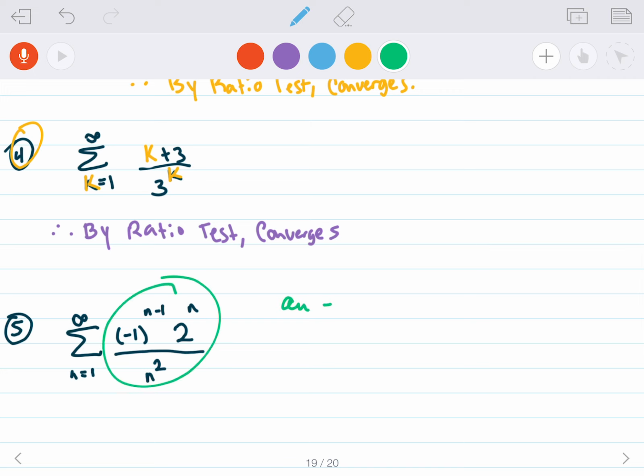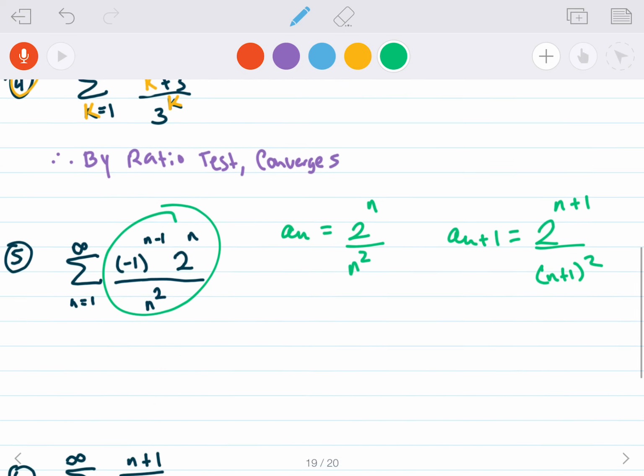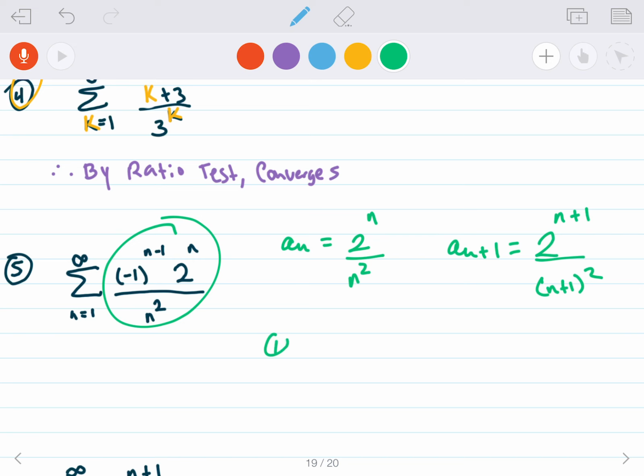So here we have a sub n equal to 2 to the n over n squared, just ignoring the negative 1 to the n minus 1. And so a sub n plus 1 is going to give us 2 to the n plus 1 over n plus 1 squared. Okay, so remember our two conditions. The first condition was that we had to have a sub n plus 1 be greater than 0 but less than a sub n. And the second condition is that the limit as n goes to infinity of a sub n had to equal 0.